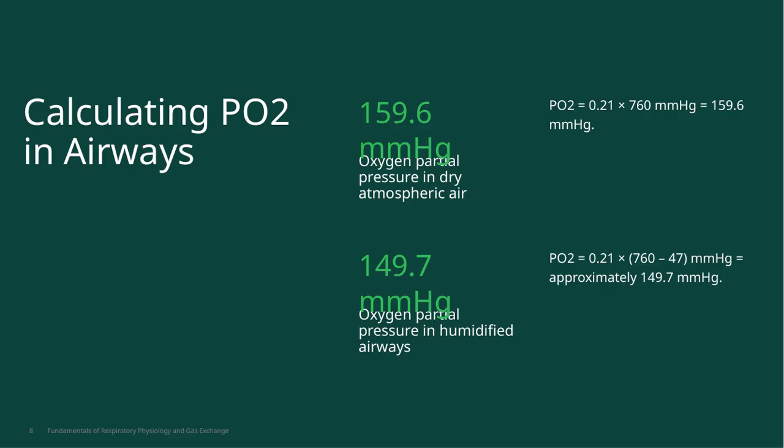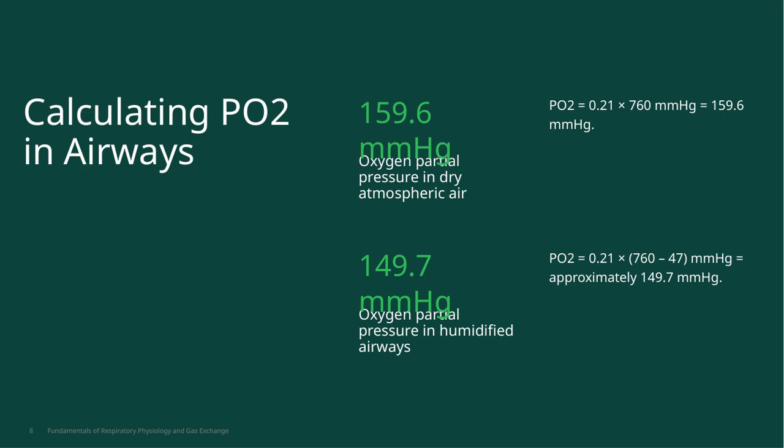So we multiply 0.21 by the standard atmospheric pressure of 760 millimeters of mercury. That gives us approximately 159.6 mmHg. This is the PO2 in dry air before it enters the respiratory system.